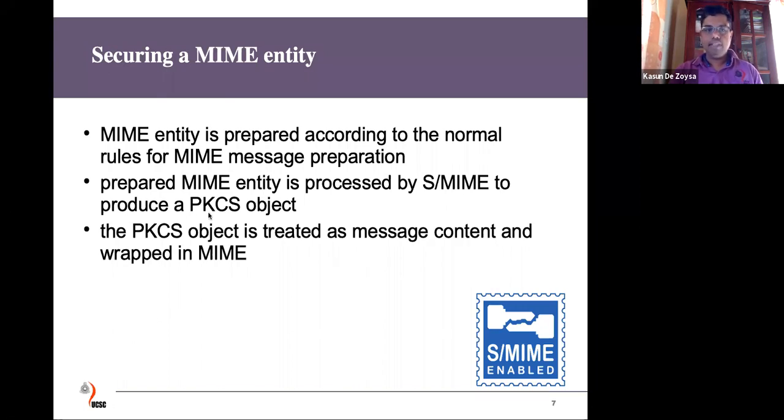Those data structures are defined in a separate standard called Public Key Cryptography Standard number 7, PKCS7, which defines the data structures of the object. Those data structures are used to create digitally encrypted data plus digitally signed data. So what S/MIME did is embed these PKCS7 objects into the MIME content using multiple sections. By doing that, we created an international standard called S/MIME, Secure MIME, for protecting email messages.